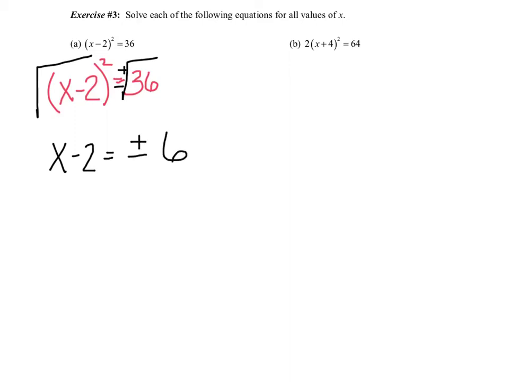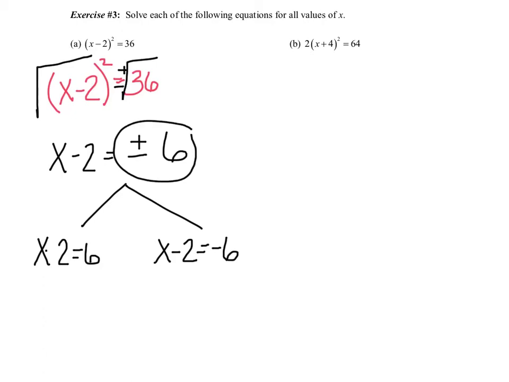Now at this point, I just want to be real careful that I have two equations, okay? I actually have, and I'm going to stem them off and write 2, I have x minus 2 equals 6, and I have x minus 2 equals negative 6. All right, so remember, plus and minus gets me two answers. Now I'll solve each equation. X equals, add my 2 and I get 8. X equals, add my 2 and I get negative 4.